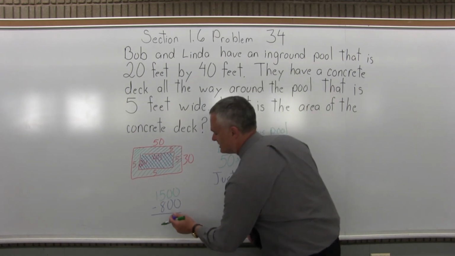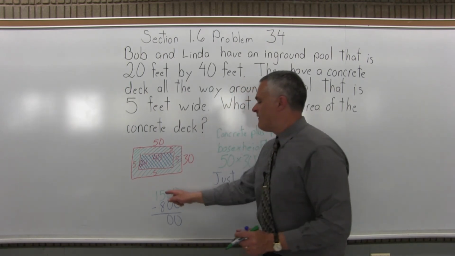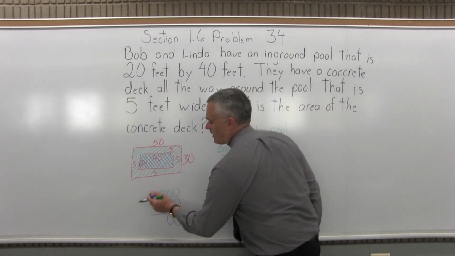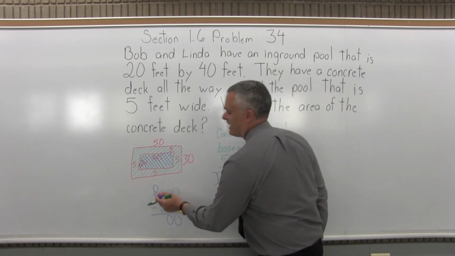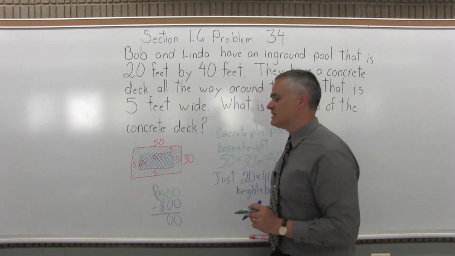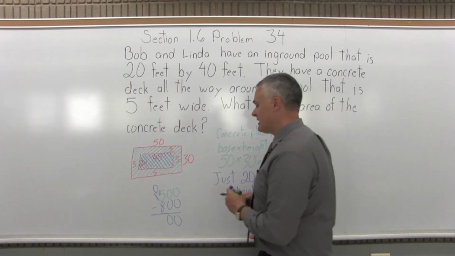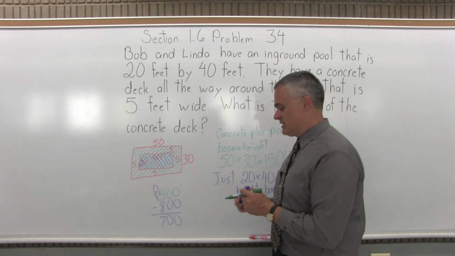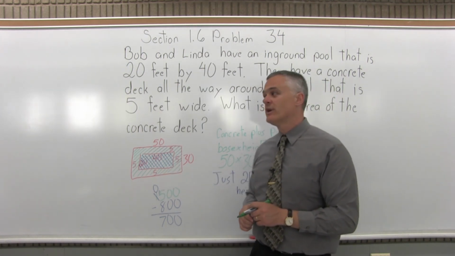0 minus 0 is 0. 0 minus 0 again is 0. 5 minus 8. The 8's too big to subtract from the 5, so I'll borrow from the 1. Cross it off, reduce it by 1, goes down to a 0. Add a 1 to the 5 that I was subtracting from, making it a 15. Now 15 minus 8 is 7. So the answer is just the concrete is 700 square feet.